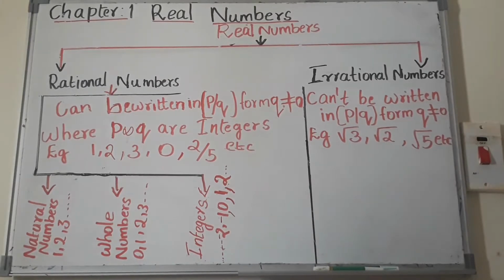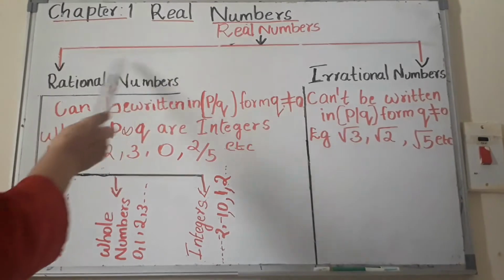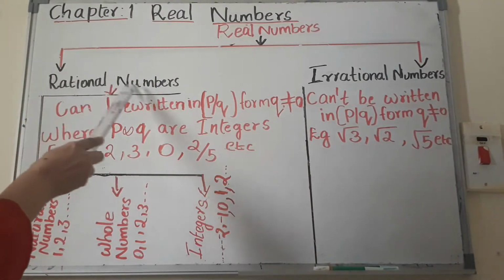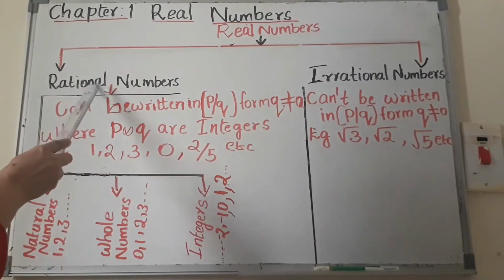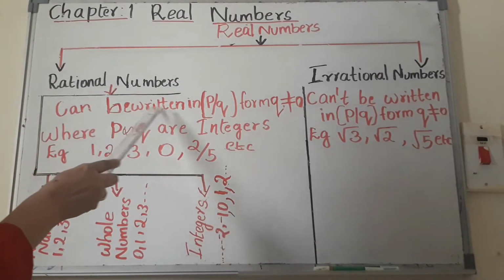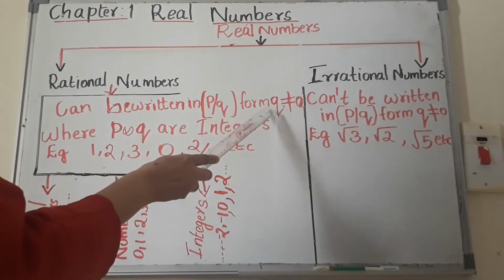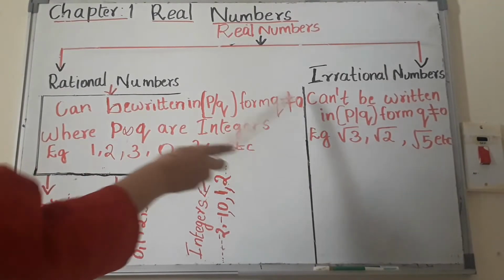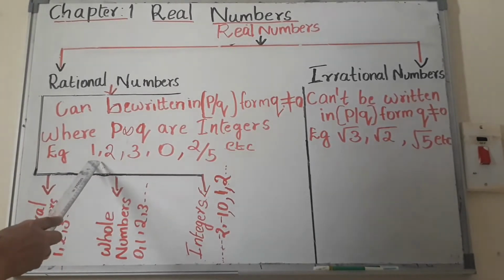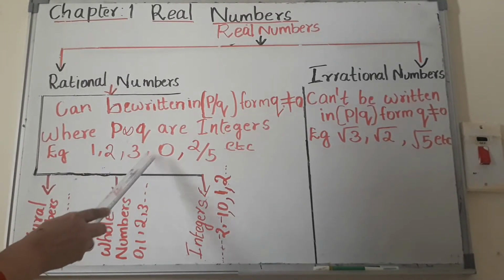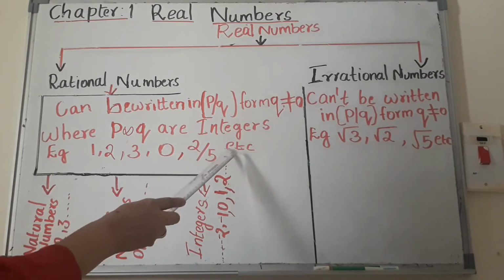Students, in this class I am going to teach you class 10 mathematics chapter 1, Real Numbers. Real numbers can be classified into rational numbers and irrational numbers. Then what are rational numbers? They can be written in p by q form where q is not equal to 0, where p and q are integers. Example: 1, 2, 3, 0, 2 by 5, etc.